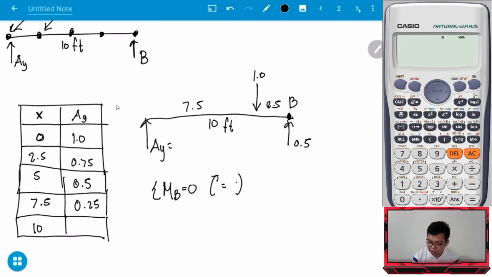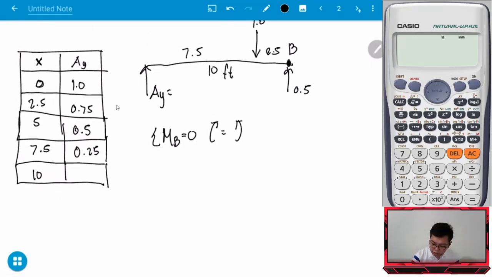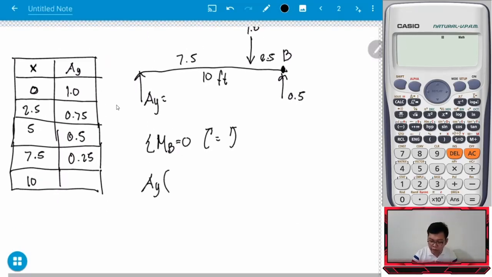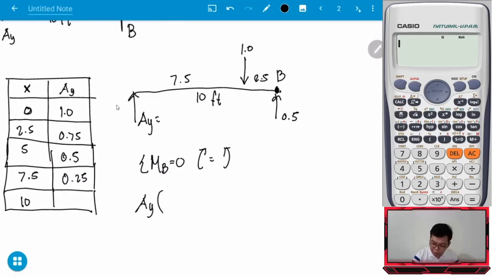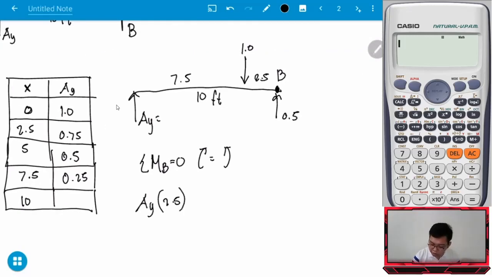Clockwise is equal to counterclockwise. So, the clockwise moments, guys, are caused by, of course, our reaction AY with a moment arm of 2.5 with respect to point B. And then that must be equal to the counterclockwise moment, which is caused by the 1.0 load. And then the moment arm, I got it wrong. I did that on purpose, to check if you're listening.